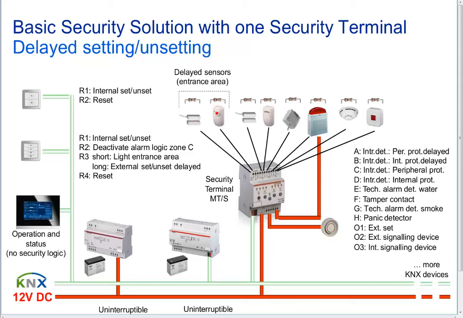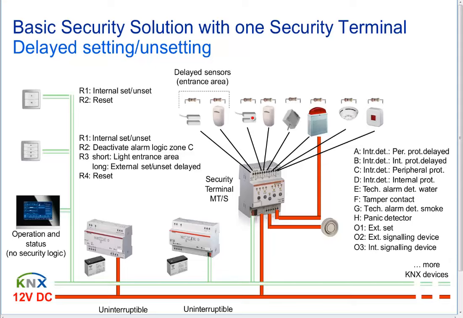Channel number or input number B, we have the motion detector, which is also in the entrance area, and this must be also a delayed sensor because you open the door, you walk inside the entrance area until you arrive at your arming device. That's why this sensor must be also a delayed sensor, which is also a parameter in the settings.